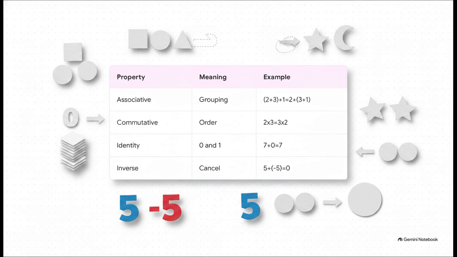And our basic operations are incredibly flexible. Look at the associative property. When you're adding or multiplying, shifting the parentheses around doesn't change your result at all. Then there's the commutative law. Basically, order doesn't matter. 2 times 3 is exactly the same as 3 times 2. We've also got identity elements, 0 for addition and 1 for multiplication, which leave your original number completely untouched. And finally, the inverse property. This means every number has a mathematical partner that completely cancels it out, like 5 and -5, giving you 0.